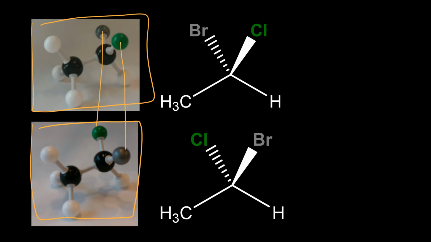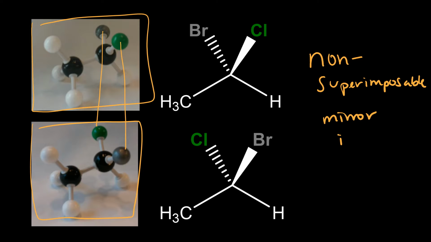And so we would call these non-superimposable mirror images. And the term that we use for that is enantiomers. It's a different type of stereoisomer than we've seen so far.